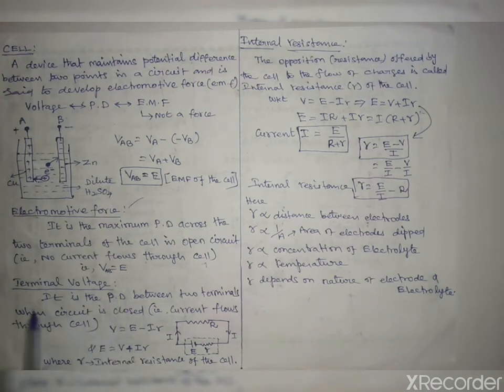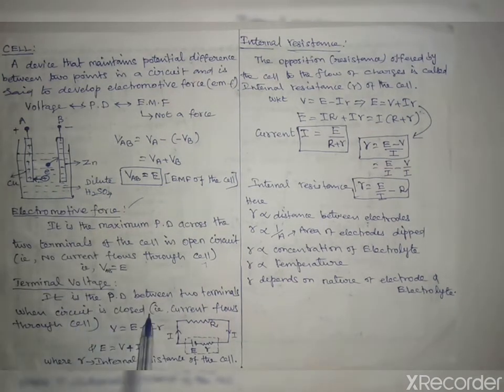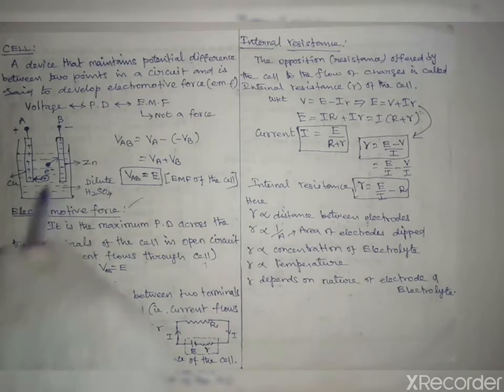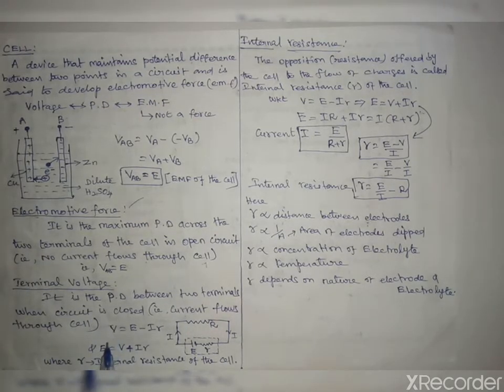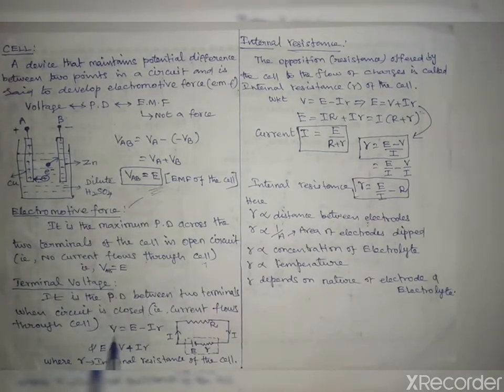So the terminal voltage is the potential difference between 2 terminals when the circuit is closed, that is, when current flows through the cell. So V is always lesser than E, the electromotive force. Now the terminal voltage is always lesser than the electromotive force by the factor IR. Here I is the current flowing through the entire circuit, and R is the internal resistance offered by the cell. So V can be written as E minus IR, because here current is passing in the opposite direction inside the battery.